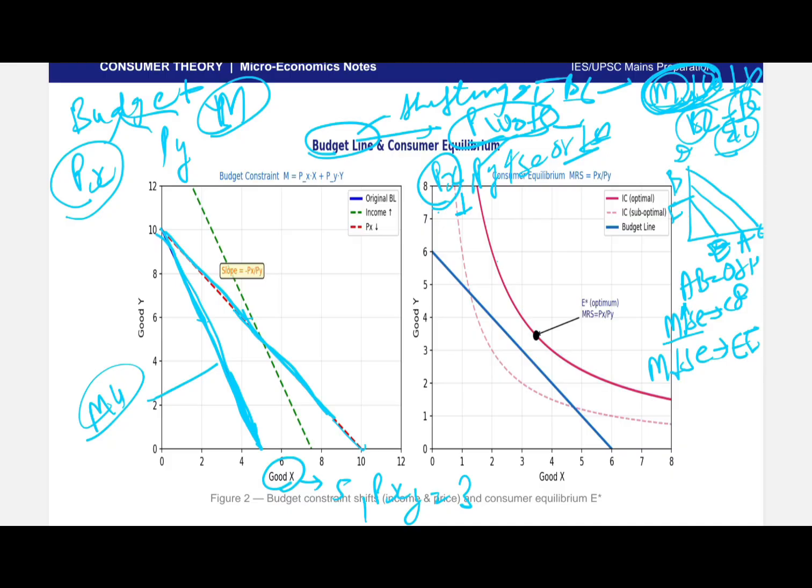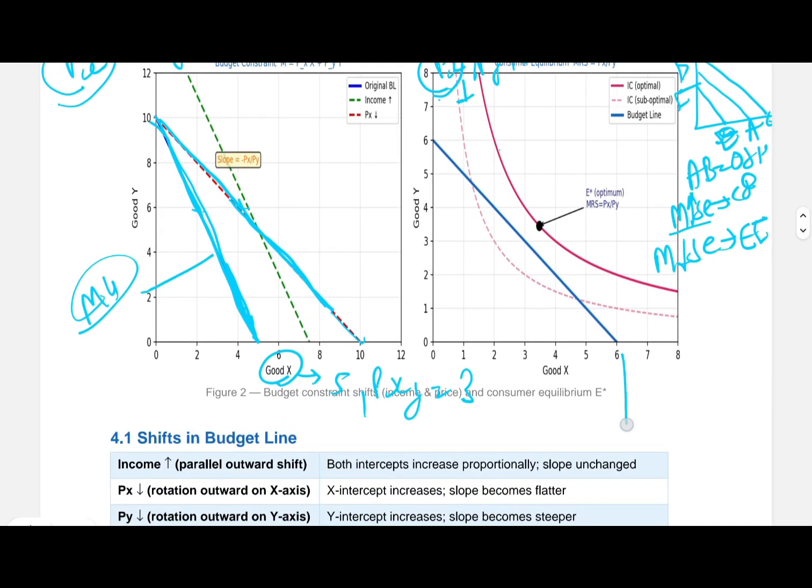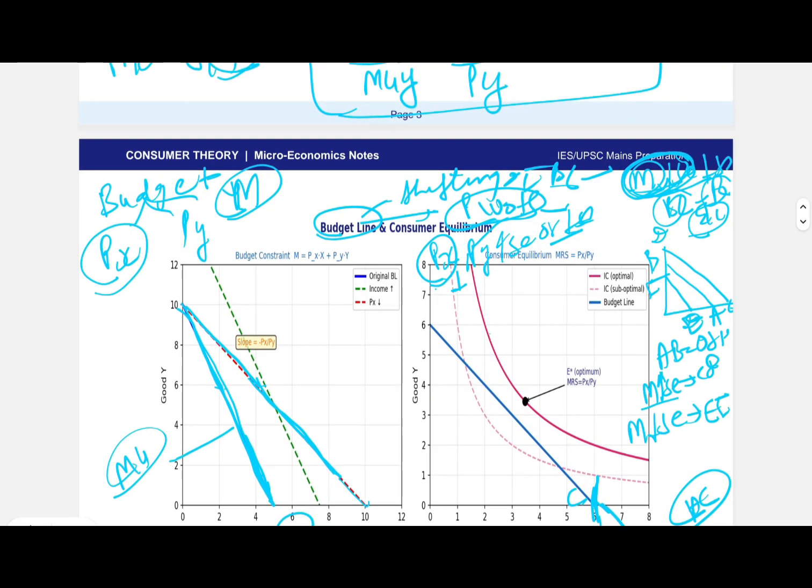In a similar way, this is our original budget line. If the price of Y decreases, then our budget line will pivot toward the Y axis, and this will be our new budget line AC. So the budget line pivots toward an axis, either X or Y. It depends on whether the prices of Y and X increase or decrease, and it shifts rightward or leftward depending upon our original money income.